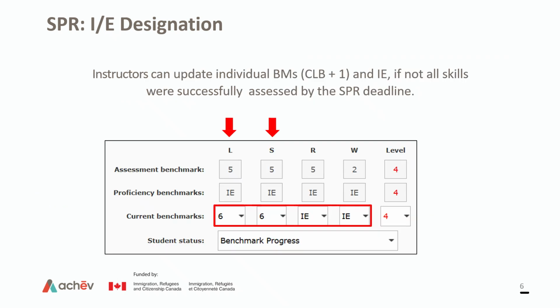Instructors can update individual benchmarks, CLB +1 and IE, even if not all skills were successfully assessed by the SPR deadline. In this example, the student only has assessment benchmarks. The only benchmarks updated to CLB +1 were for listening and speaking. The current benchmarks are now a combination of CLB +1 and IE.